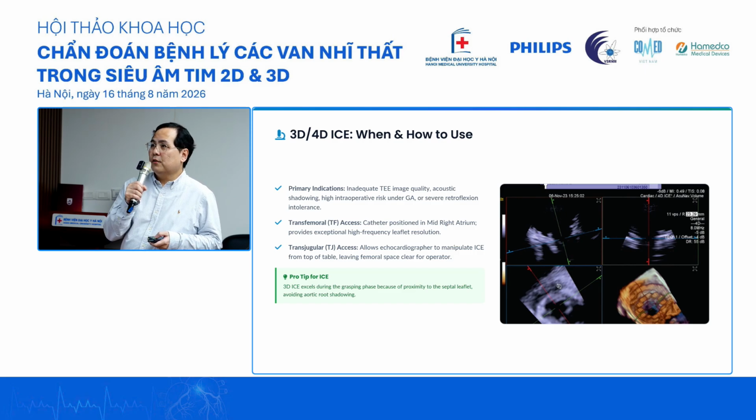Okay, in terms of 3D and 4D ICE, when and how to use. Primary indication: inadequate TEE images, acoustic shadowing, high GA risk, severe retroflexion intolerance, and we need to have a secure transfemoral access. So usually it's done by the operator, catheter position in the mid-right atrium, providing exceptionally high frequency leaflet resolution. And uncommonly, we also do transjugular access, allowing the echocardiographer to manipulate the ICE probe from top of the table, leaving the femoral space clear for the operator.